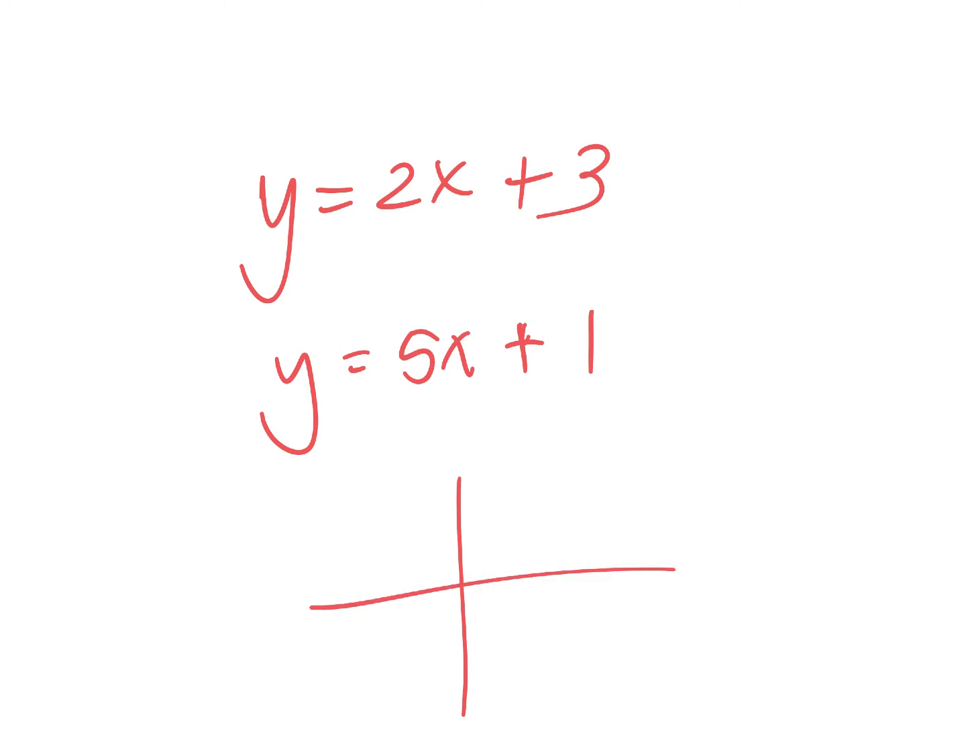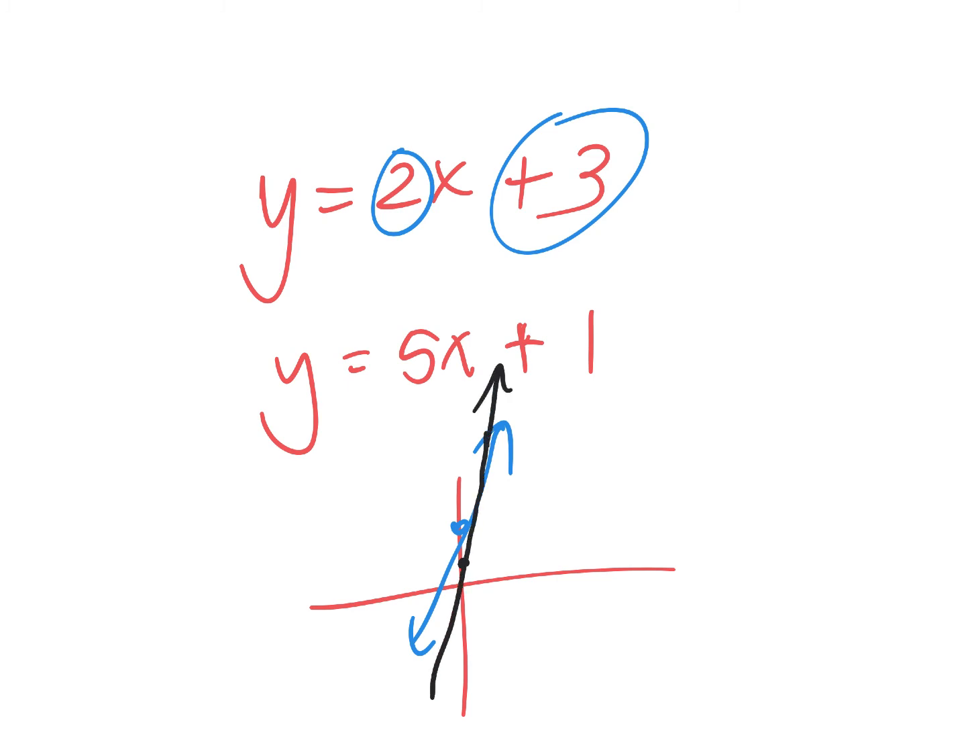Okay, and so this one's got a slope of 2, y-intercept of 3. Here's 3, a slope of 2, looks kind of like that. Here's one that has a y-intercept of 1 and a slope of 5, which is steeper. And look at that. The 2 lines seem to do what? They intersect. This is where they intersect.